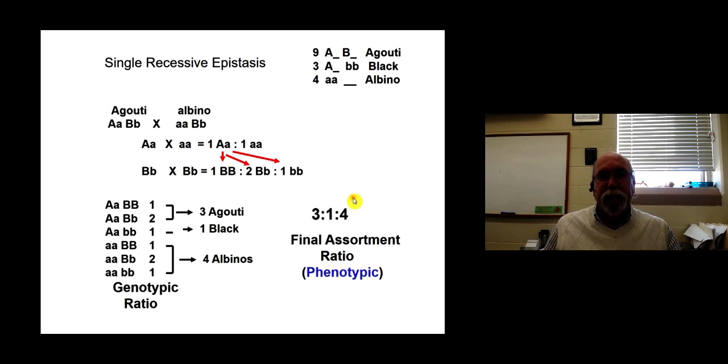Our final phenotypic assortment ratio for this cross, where we cross this type of agouti times that type of albino, is a 3 to 1 to 4 or 1 to 3 to 4 or whatever. Okay. All right, let's try another one.